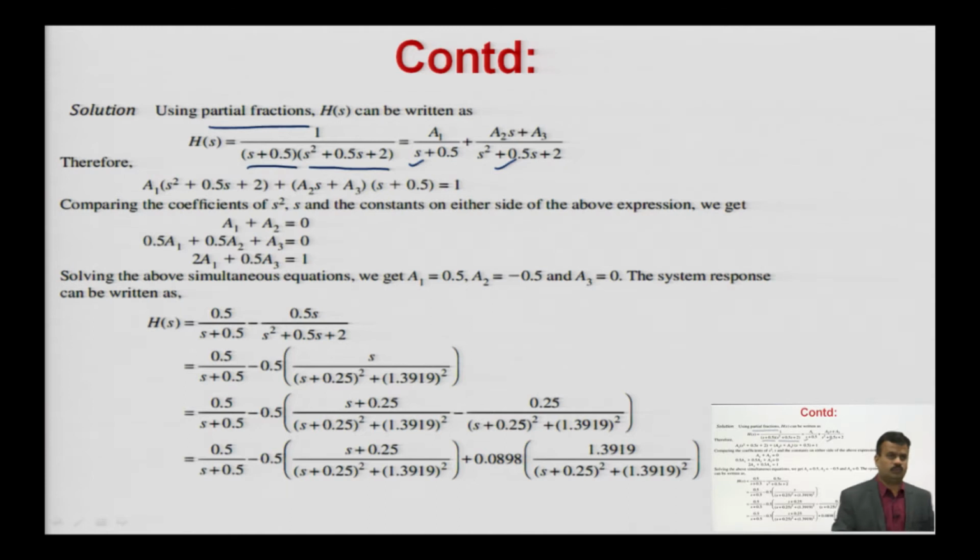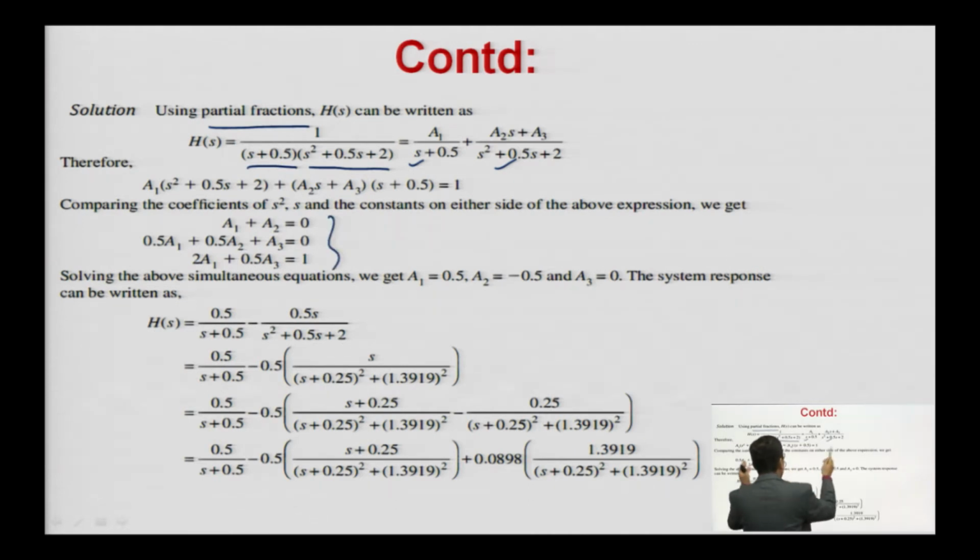We have to find the values of a1, a2, a3 here. So, you have to equate the coefficients on both sides, then you will get the values of a1, a2 and a3. Your a1 is equal to 0.5, a2 is equal to minus 0.5 and a3 is equal to 0. Now, if you put the values here, you will get 0.5 upon (s plus 0.5) minus 0.5 s upon this one. So, this expression you will get.